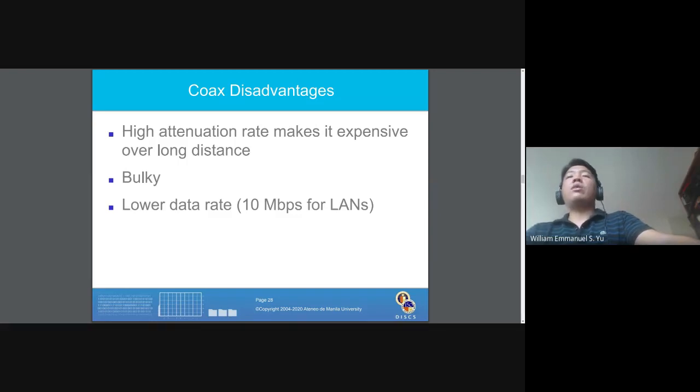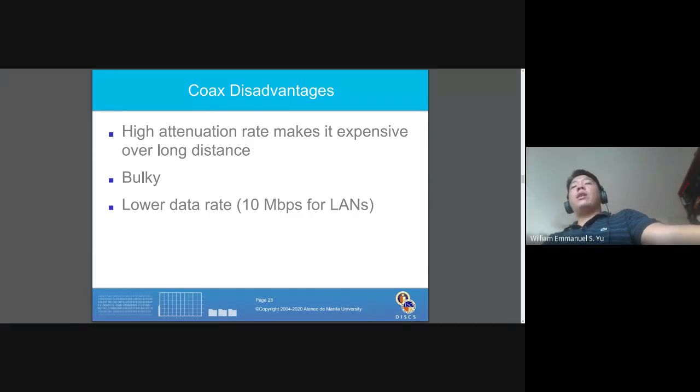The high attenuation though makes it expensive. So since it is still electrical, may attenuation pa rin, you need more repeaters, right? Because it's very thick. It's either make the wire thicker, which is also cost, or you add repeaters in the middle, which is also cost. Tends to be bulky kasi may insulation, so it has shielding, so it has a double layer of insulation, or it has quad shielding, and therefore it has a quadruple layer of insulation.